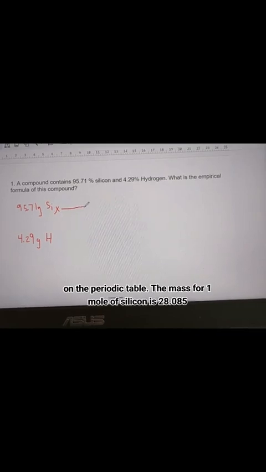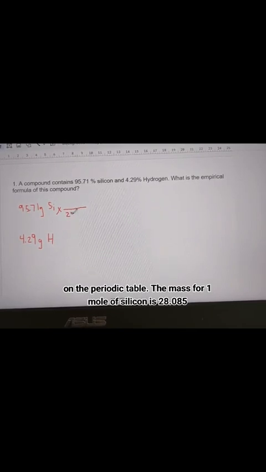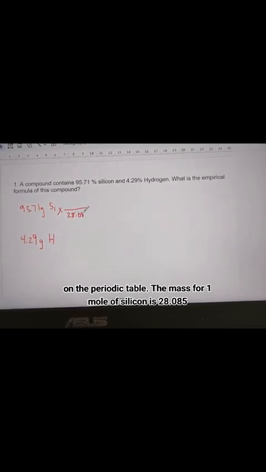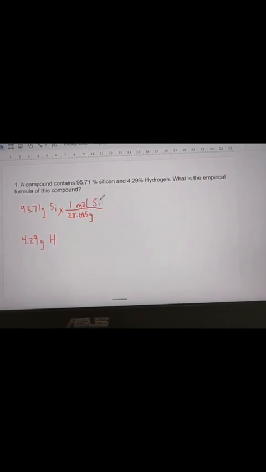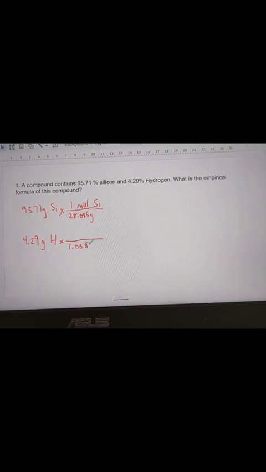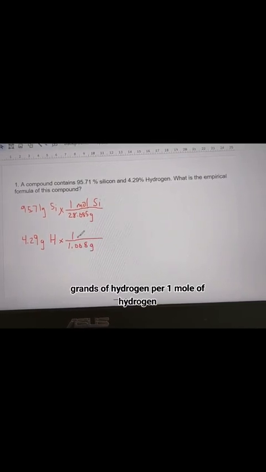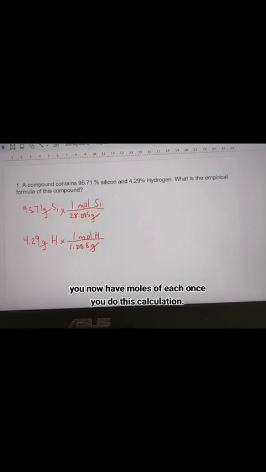On the periodic table, the mass for 1 mole of silicon is 28.085 grams of silicon per 1 mole of silicon. The molar mass of hydrogen is 1.008 grams of hydrogen per 1 mole of hydrogen. Okay, grams cancel, and you now have moles of each once you do this calculation.